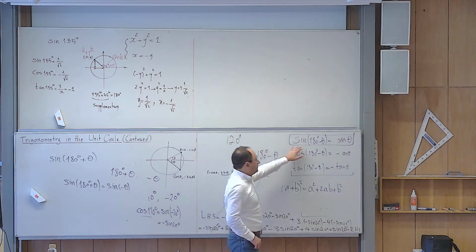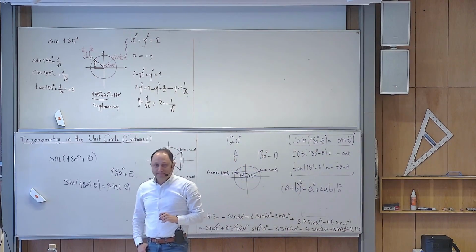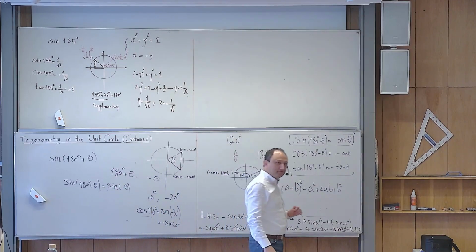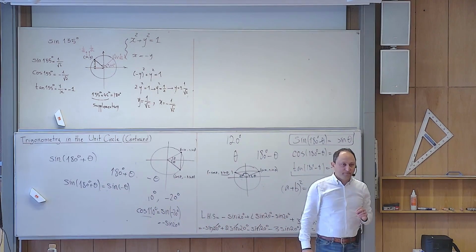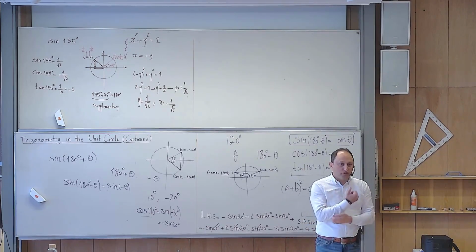So can you now read this one? What is the message of this formula? Yes, please? When you take the sine of 180 minus any angle, it is equal to the sine of the same angle. Yes. But can you use more English words?